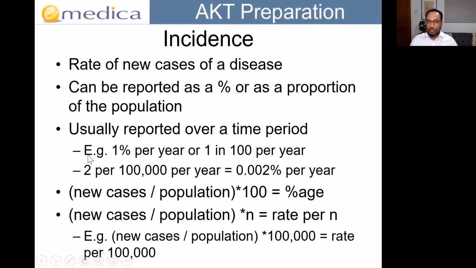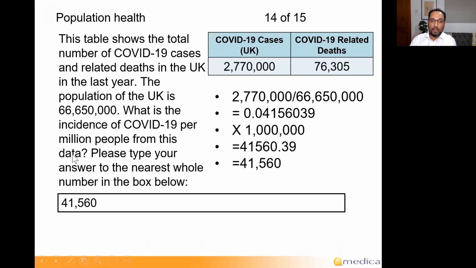So incidence is the rate of new cases of a disease. Sometimes for some illnesses, we do report it as a percentage. Otherwise, it can often be reported as a proportion of the population, i.e. per thousand, per 100,000, per million. Often it's over a time period. 1% per year means one in every 100 per year, okay? Or two per 100,000 per year, all right? So all you do is number of new cases divided by the population. If you want to get it as a percentage, after that, you multiply by 100. Percent just means per 100. So it's always per something, isn't it? If you want it per 100,000, multiply by 100,000. Here, we wanted it per million, so you multiply by a million in that last step, okay?